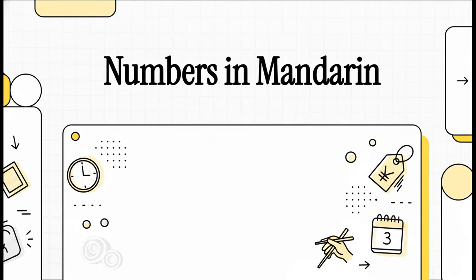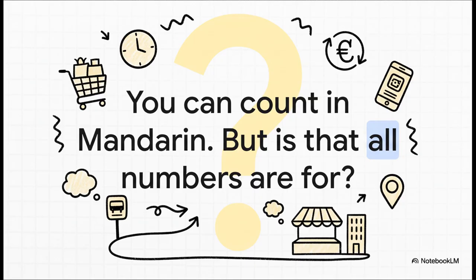All right, everyone, let's dive right in. We're going to start with a topic that, on the surface, seems pretty simple, but I promise you it's the absolute key to unlocking how you actually use Mandarin in the real world. We're talking about numbers. Now, most of you've probably got the basics down, right? You can count 一, 二, 三, 四, which is a fantastic foundation to have. But is that it? Is that all numbers are for?